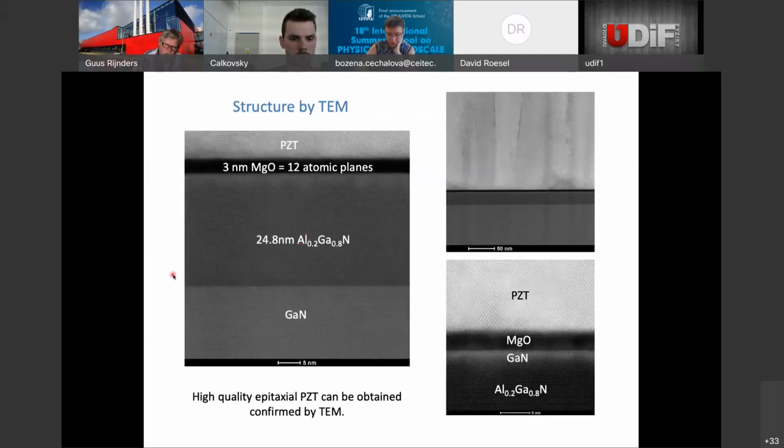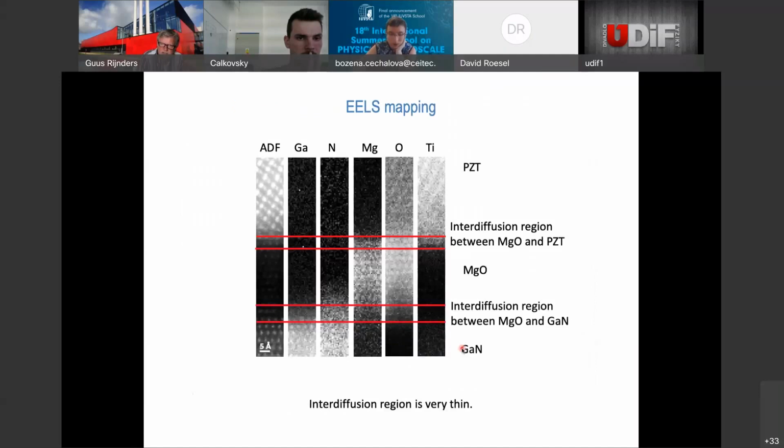Because if you now look with cross-section electron microscopy, here you can see the gallium nitride and the AlGaN over here. We used 3 nanometers of magnesium oxide and PZT on top, and here you can see it much larger. So you can clearly see the epitaxial relation between the gallium nitride and the PZT, and the interfaces are very clean. You hardly see any interdiffusion there. This is also what we measured with EELS mapping, electron energy loss mapping. So within the measurement limits of the EELS, which was done in Antwerp, we did not see any interdiffusion there.